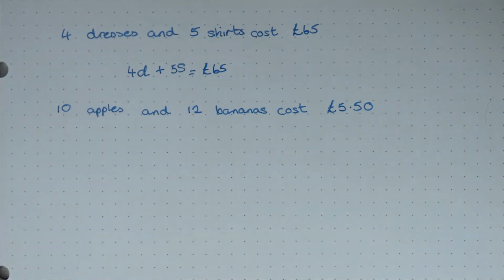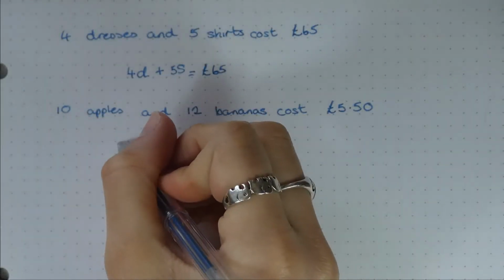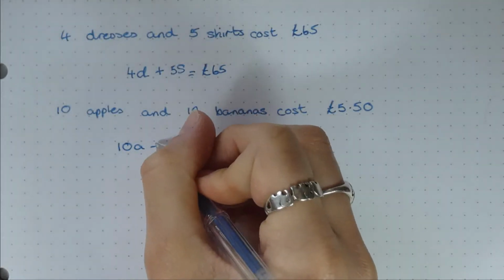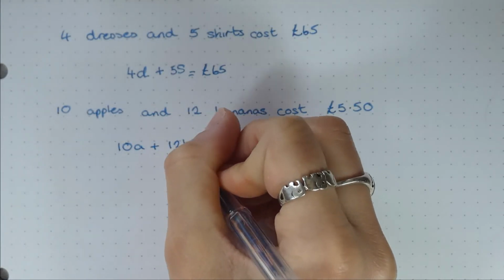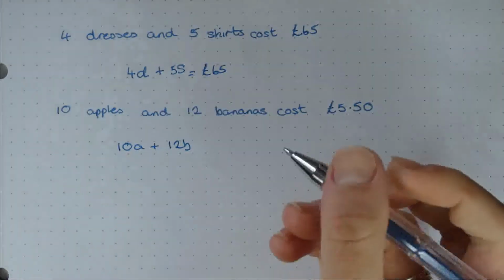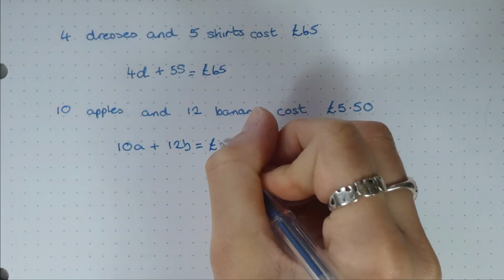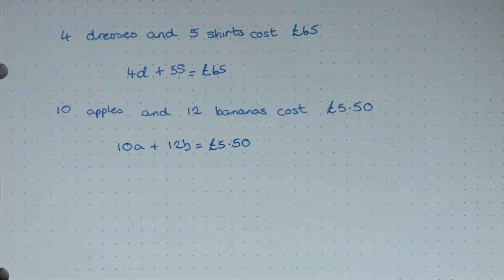Similarly, if we look at the next example, we have 10 apples and 12 bananas costs £5.50. So we've got to think the same way. If we have 10 lots of A, 10 apples, plus, because we've got that and, 12 lots of B, banana, it will equal £5.50, and this is a really important skill at National 5.